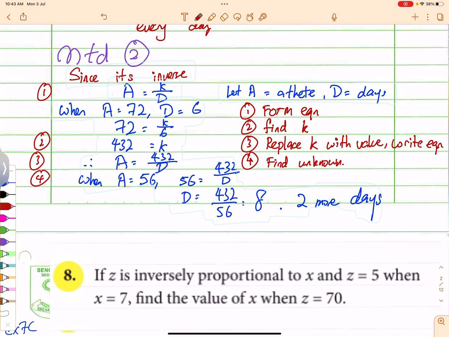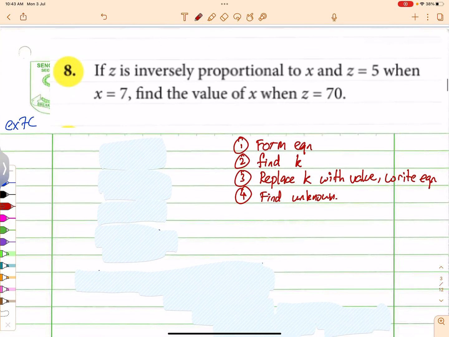Step number 4, put in the numbers because athlete equals to 54, right? Not 56. So let me erase this. This should be 54. And then you got 8 days. So how many more days? 2 more days. Okay. Now question 8.